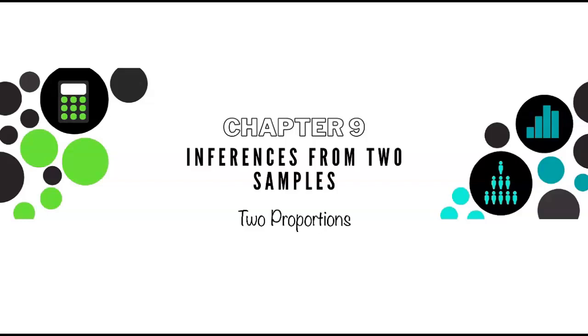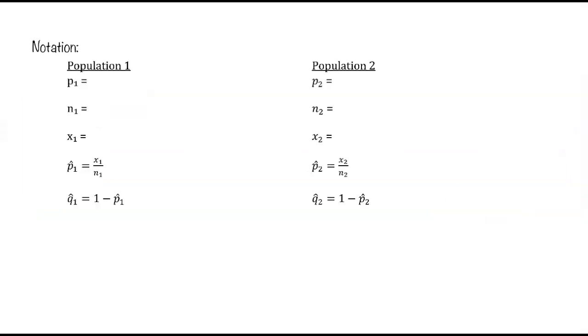In Chapter 9, we switch from conducting hypothesis tests and constructing confidence intervals for one sample to comparing two samples. We begin in Chapter 9 by comparing two proportions. Now that we are looking at two samples from two populations, it's important that we use correct notation to tell the difference between the two.